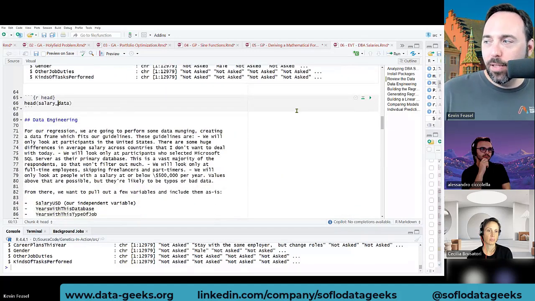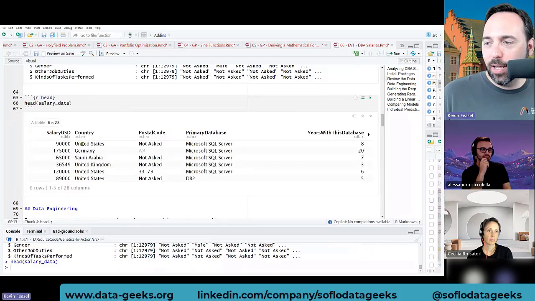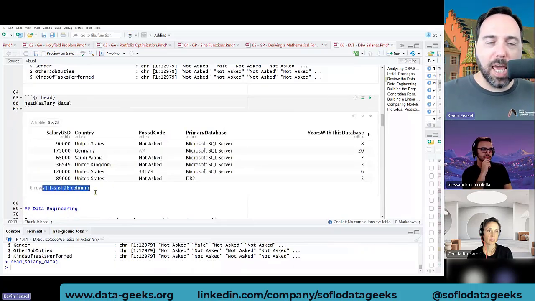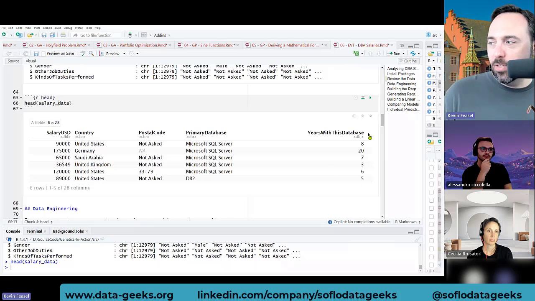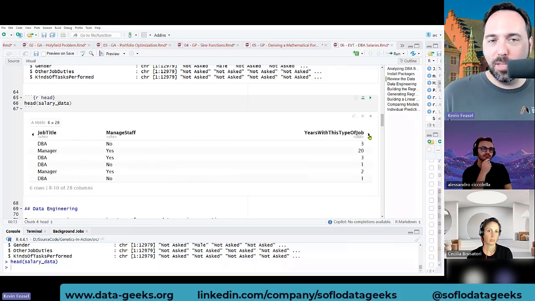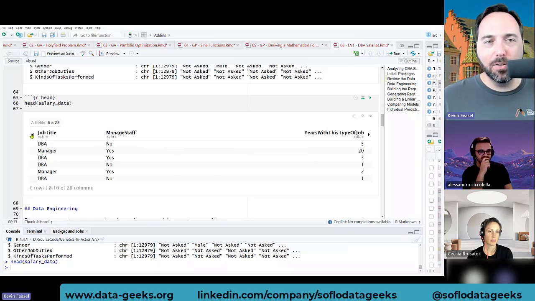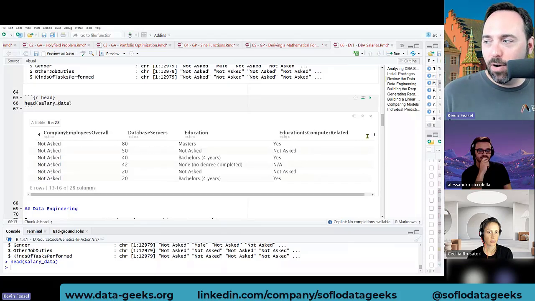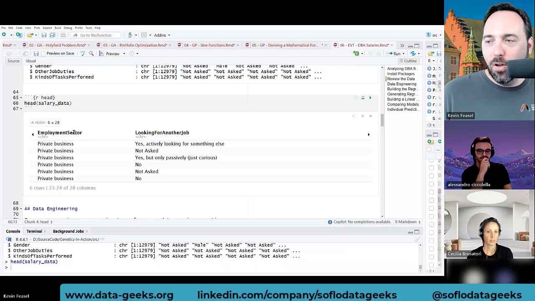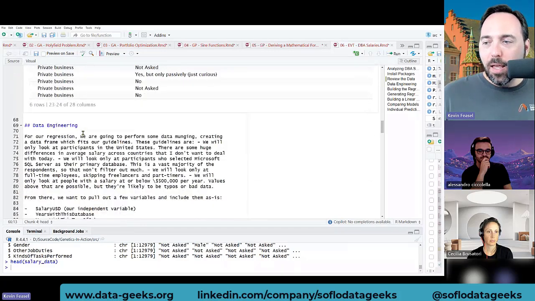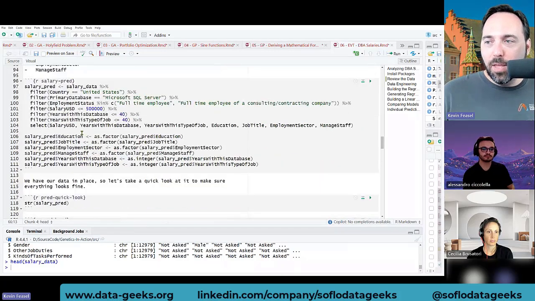Now, let me take a peek at that salary data. Again, we can see that there are 28 columns. If I scroll through here, some of these columns are kind of wide, but you get an idea of job titles, whether they manage people, how long you've had the job, et cetera. So pretty good survey. I'm going to do a bit of cleanup.